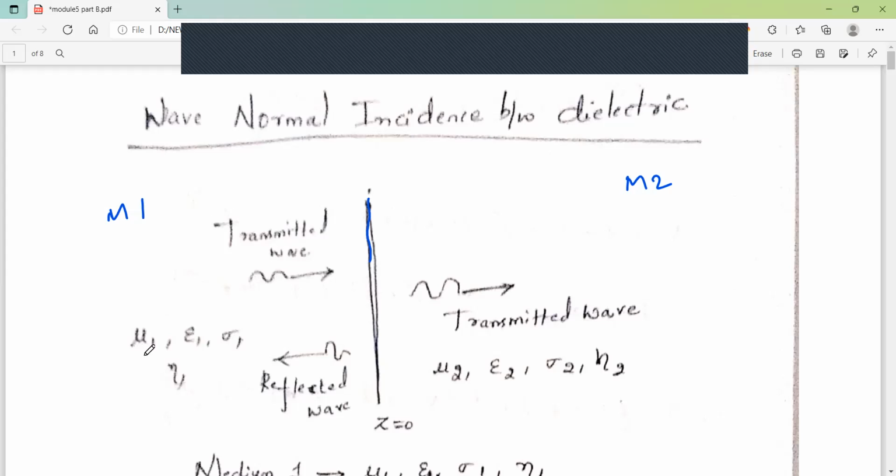As you can see over here, medium 1 has the properties mu 1, epsilon 1, sigma 1, and eta 1. So you already know what these quantities are. Just the subscript 1 represents they are for medium 1. And medium 2 is having mu 2, epsilon 2, sigma 2, and eta 2 as the properties. The interface of the mediums, that is from 1 to 2, is at z equal to 0. So along the positive z axis, we have medium 2. Along the negative z axis, we have medium 1. Okay, so this is the scenario.